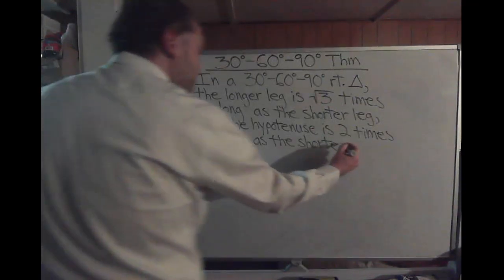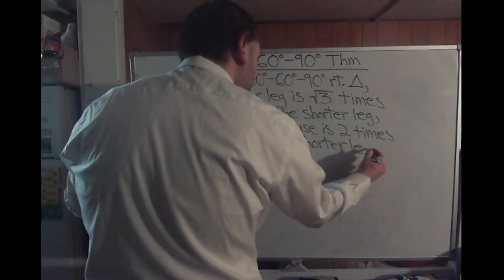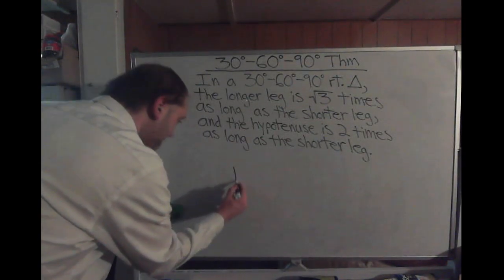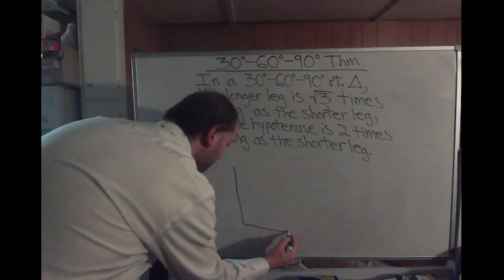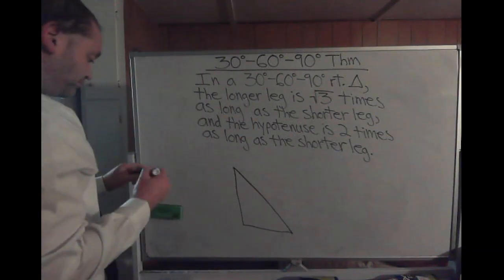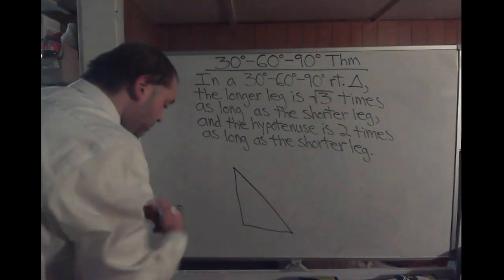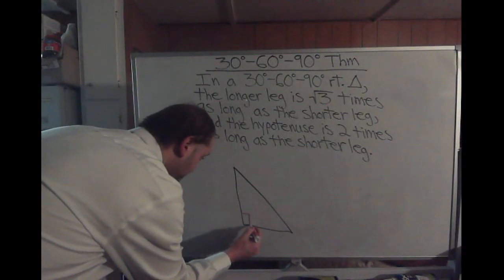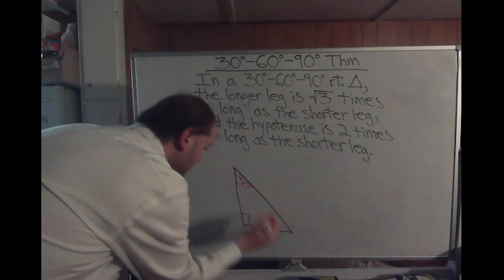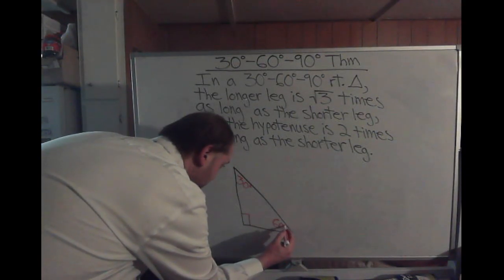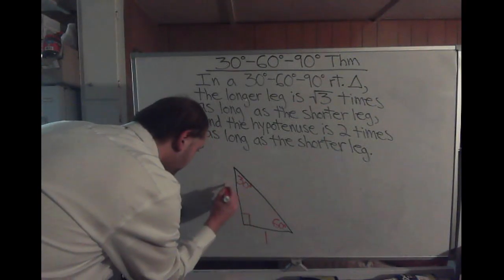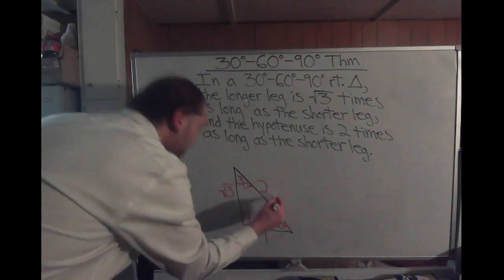And of course, I will do an illustration here of this theorem. So let's see. Of course, you have your right triangle. This is 30 degrees here. This one has a length of 1. This one has a degree of 60. Okay, so 1, square root of 3, and then 2.